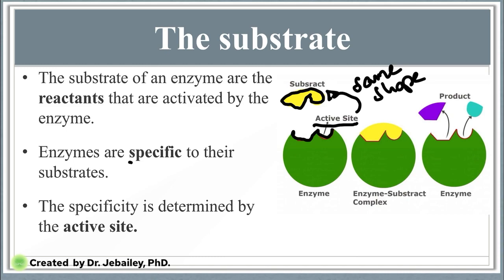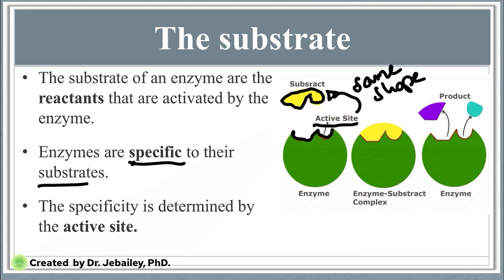So enzymes are very specific to their substrates. Not all enzymes are going to work with any kind of substrate, right? Because if they have a specific shape inside of them, that means they're binding only to a specific molecule. So that means they're very specific. I can only bind with you because you have my shape. You, on the other hand, don't have my shape, so I'm not going to bind to you.